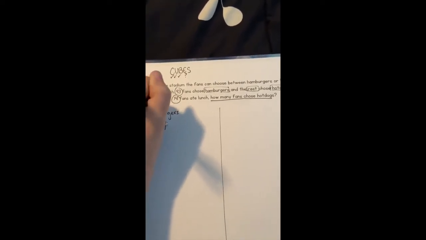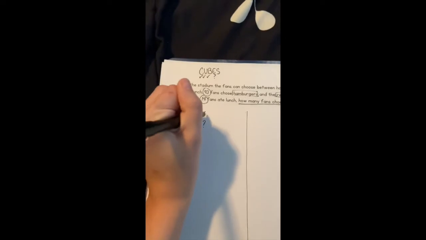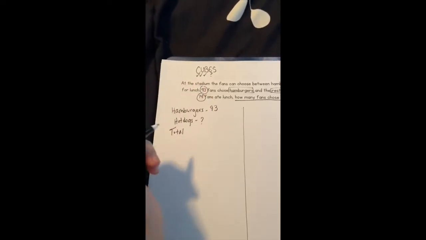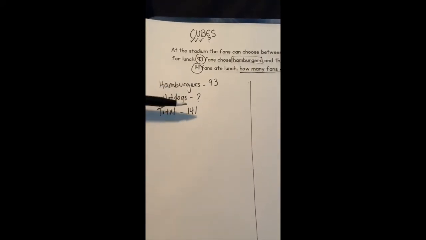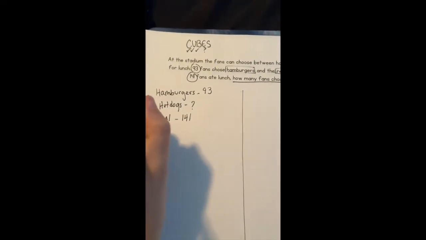I know that I'm looking at hamburgers, hot dogs, and then just the total. And I'm trying to figure out how many hot dogs, because that's what I don't know. I know that 93 chose hamburgers and 141 fans in total ate. So when I'm looking at that, I need to do 93 plus blank equals 141.